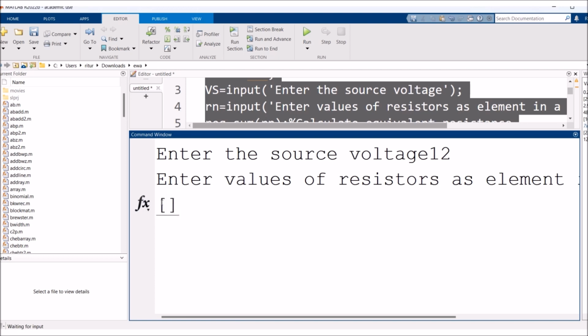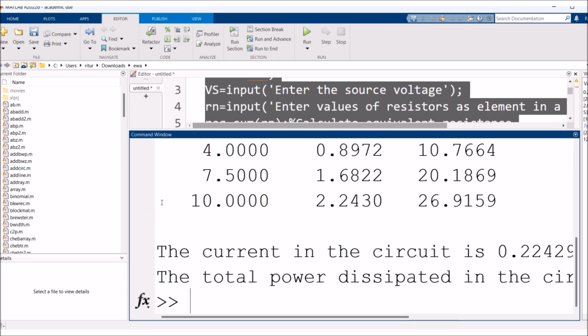Here I will write R1 is equal to 10 ohm, R2 is equal to 7, R3 is equal to 6, R4 is equal to 9, R5 equal to 4, R6 is equal to 7.5, R7 is equal to 10. We have entered all the values of resistances in a row vector form.